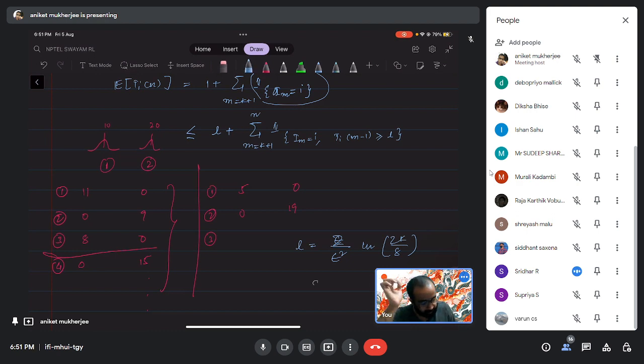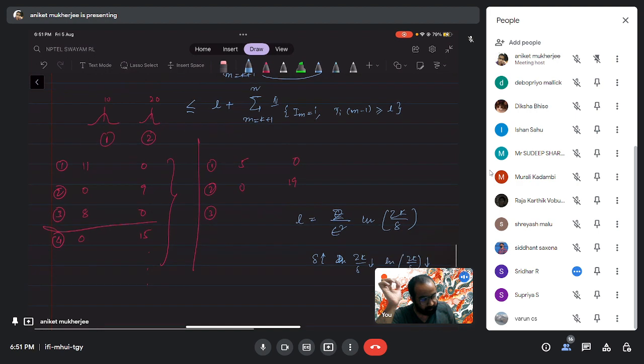Delta increases. Log k by delta. Delta is 1 minus delta. The probability was bound to be 1 minus delta. Right, correct. The optimal arm is found with probability 1 minus delta. So you want delta to be as low as possible.